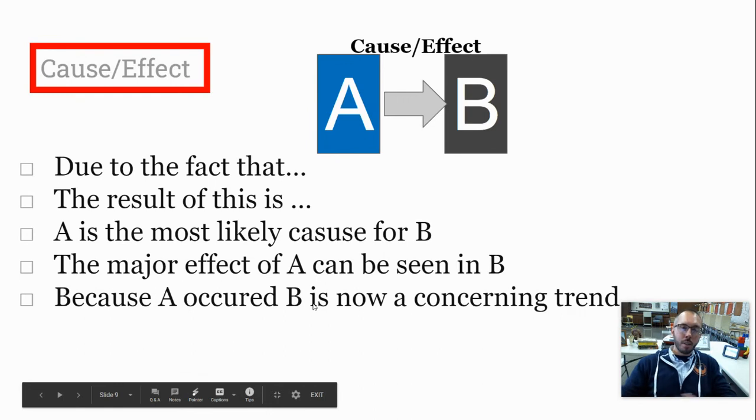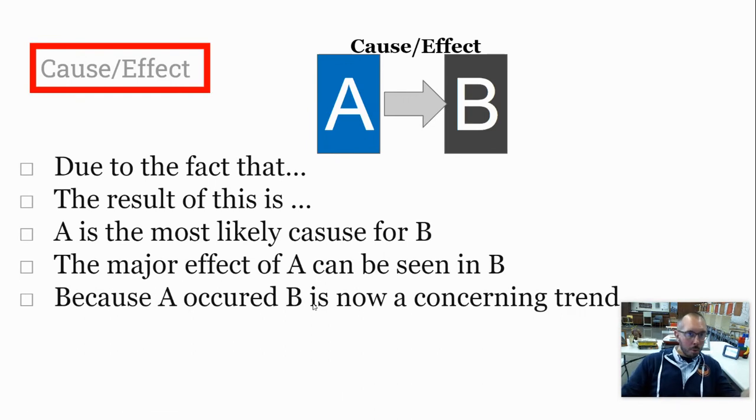If you have cause and effect, you can establish one and then say, due to that, to the fact that, and then transition to your B. The result of this is A is the most likely cause for B. So these are all different phrases that you can use. The major effect of A can be seen in B. I like that one as a transition phrase for yourself. Because A occurred, B is now a concerning trend.